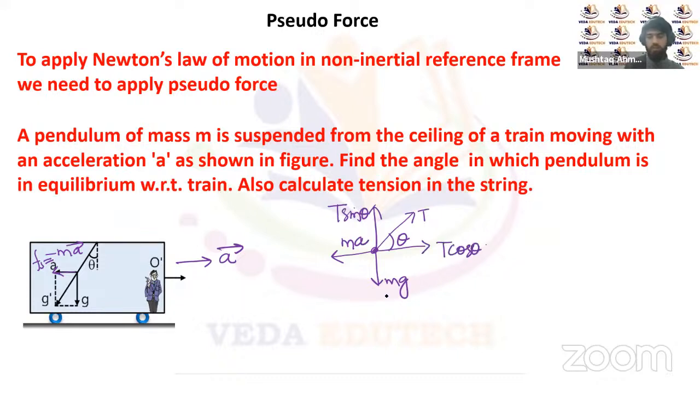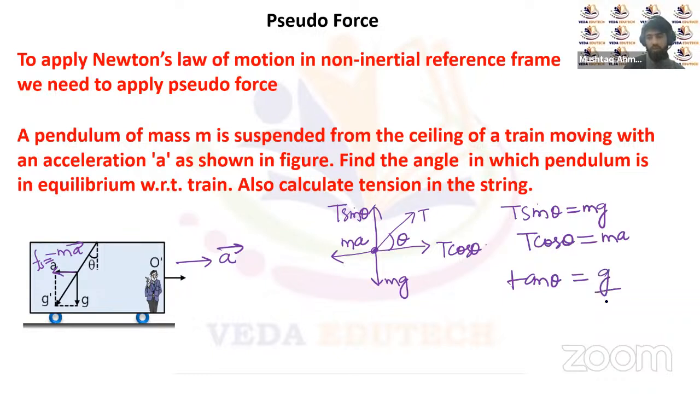T sin theta, and this is T cos theta. So T sin theta must be equal to mg. And T cos theta must be equal to ma for the equilibrium of this pendulum, right? Now if we divide both these equations, the value of tan theta will be equal to g upon a.